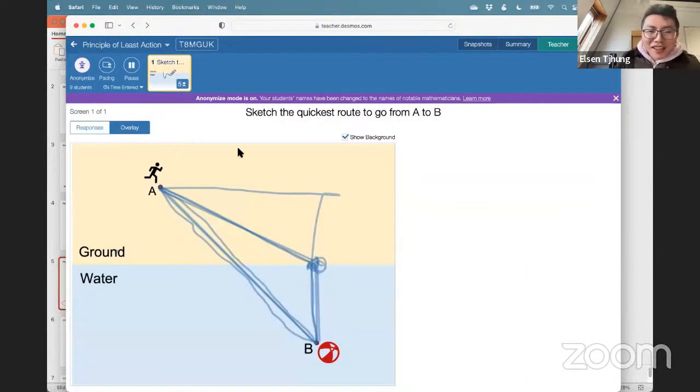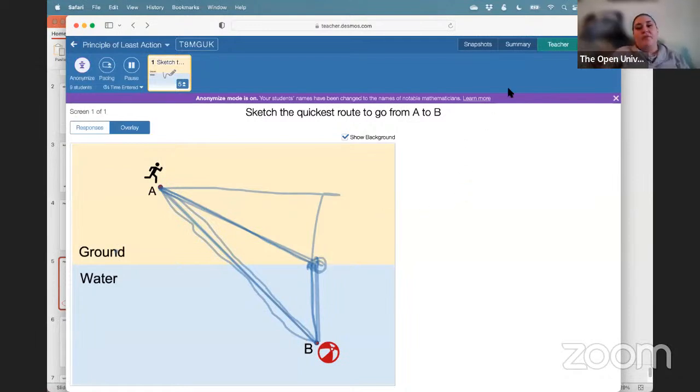So, okay, there are a few answers. I think the majority is a straight line to go from A to B, and some chose to go this way and then this way. So for people who drew a straight line, maybe you can type on the live chat why you think a straight line is the quickest route. And for people who drew this, maybe they can also type on the live chat why they think this is the quickest route. So what is the logic for choosing this versus this?